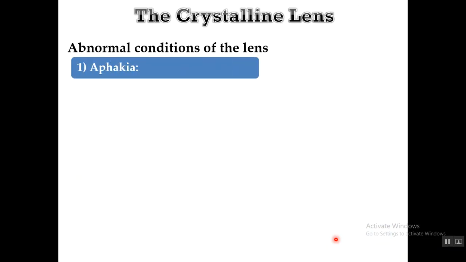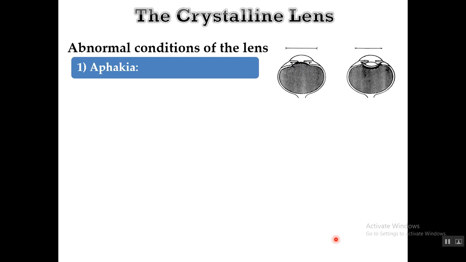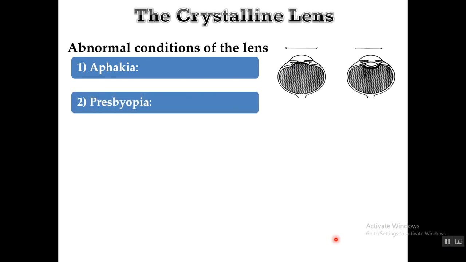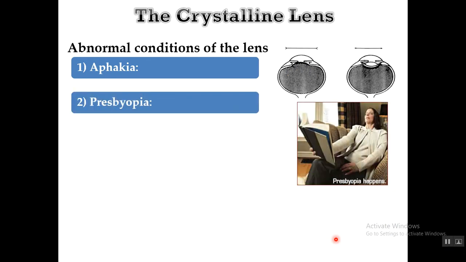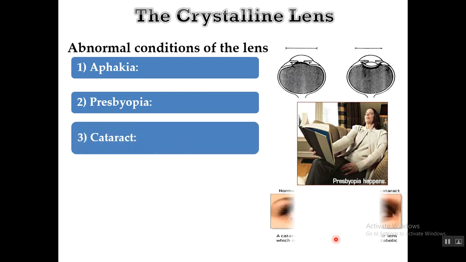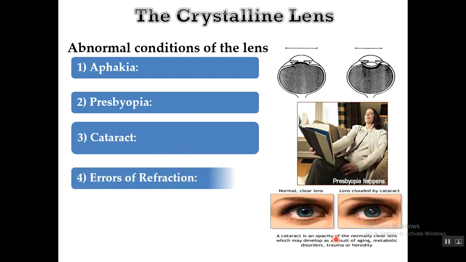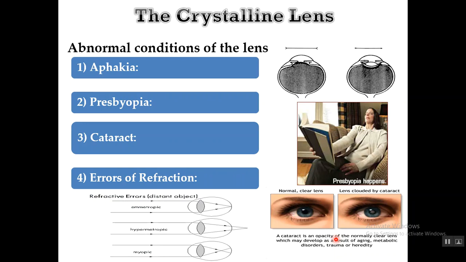What about the abnormality of the lens? This is the last point. Number 1, aphakia means absence of the lens. Number 2, presbyopia. This is old sight. And cataract means opaque lens. And errors of refractions means the parallel rays which converge to a point in front of the retina or behind the retina.